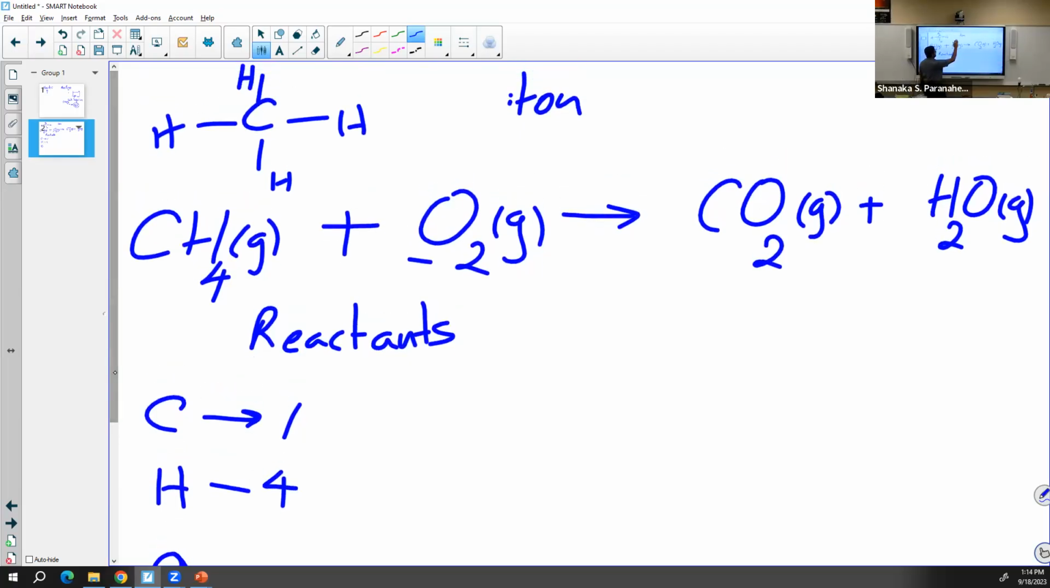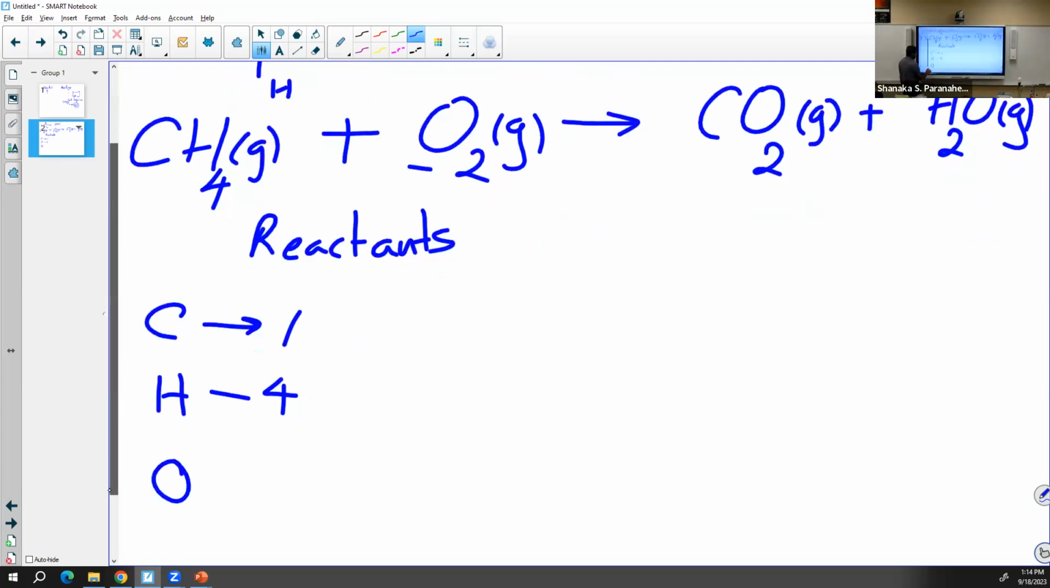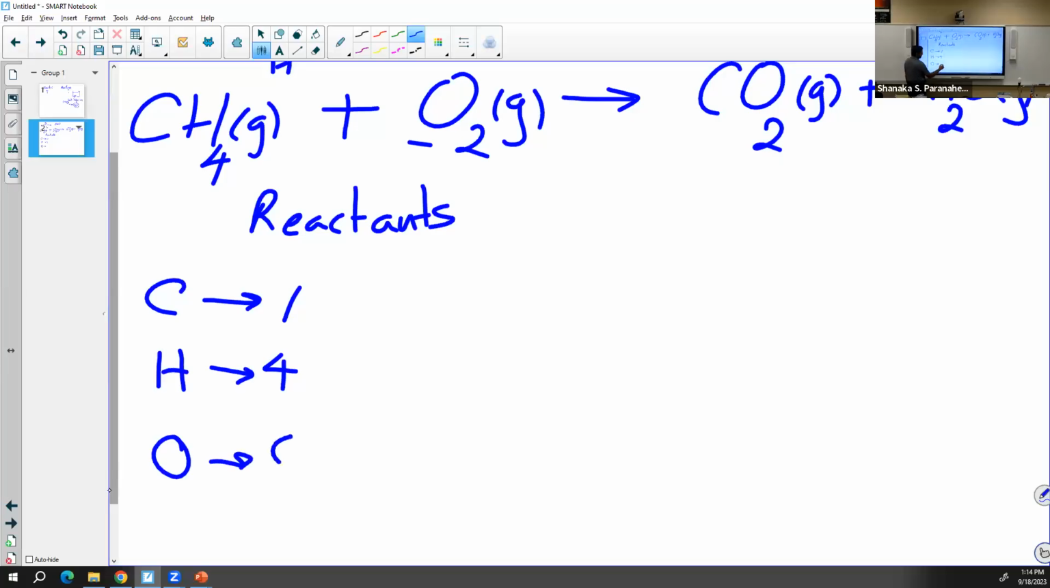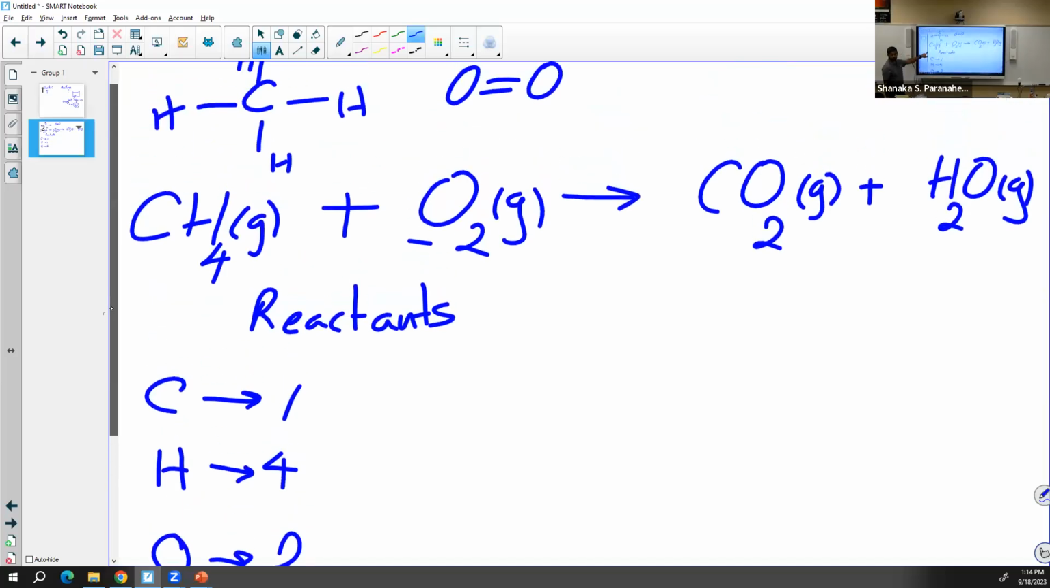And oxygen is a diatomic molecule, so there are two oxygens like this. That's why it's O2. There are two oxygen atoms in the reactant side. Okay, so we counted all the atoms for the reactants.